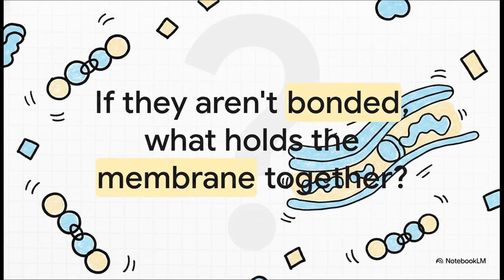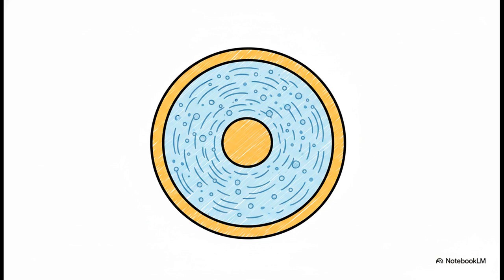Okay, so that leads to a really obvious question, right? If all these molecules are just freely floating around without being chemically tied down, what stops the whole membrane from just dissolving into a soupy mess? What's holding it all together? Well, the answer is genius in its simplicity. It's all about the environment.